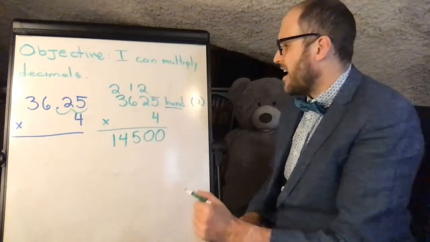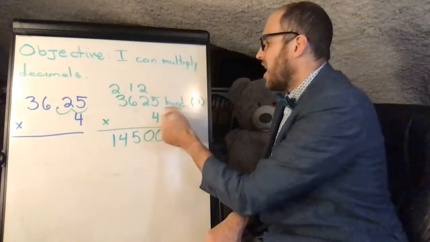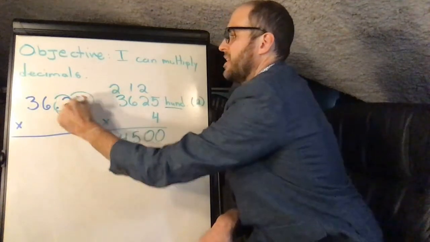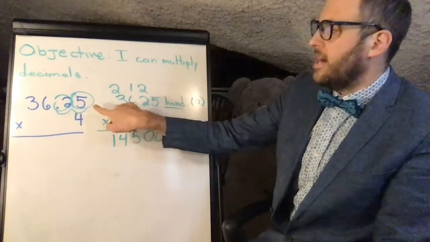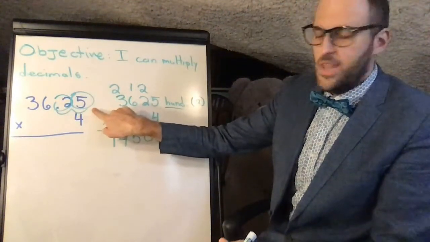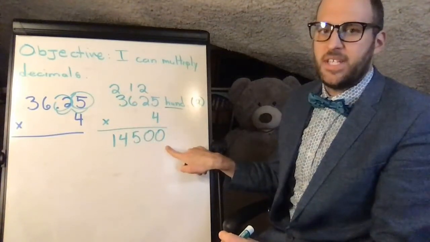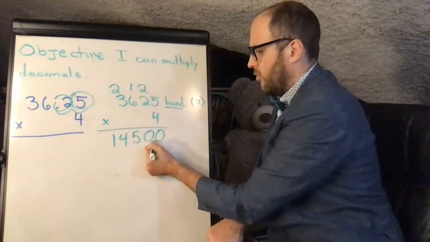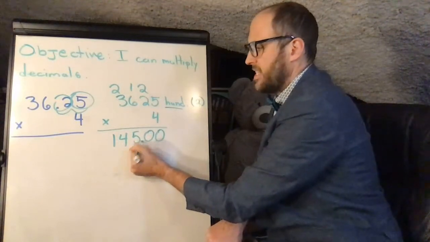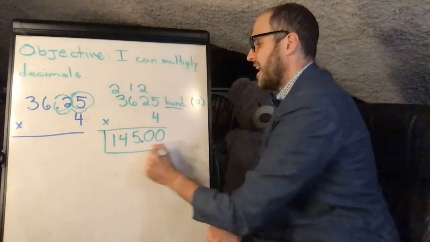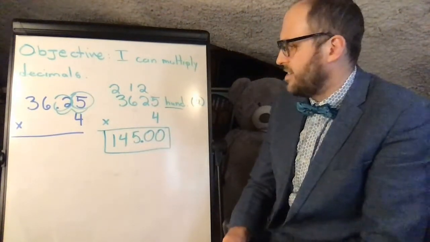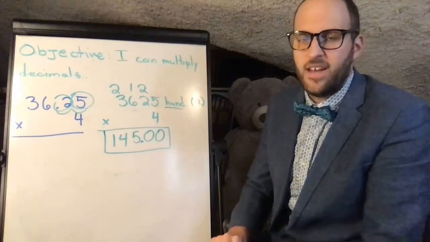14,500. But you have to remember to add these hundredths back because you started with two decimal places in your question. So the number of decimal places you start with is the number of decimal places that you add. So you go back here, you always start from the right, you add 1, 2 decimal places, and your answer is actually 145 and 0 hundredths, or 145 if you want.